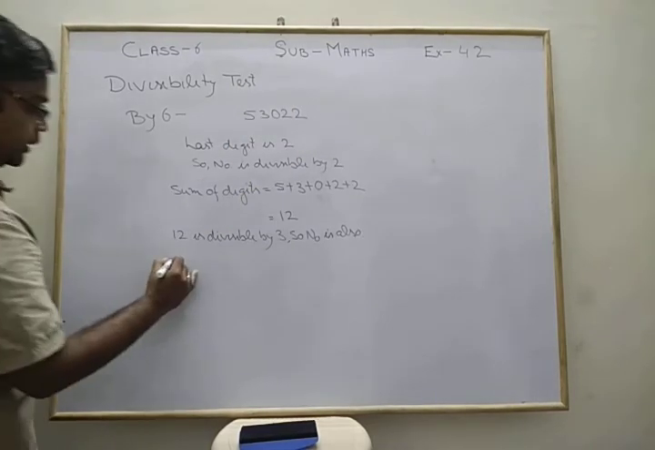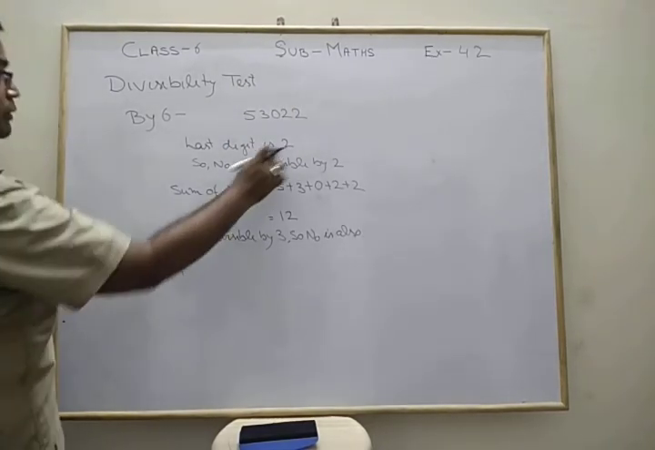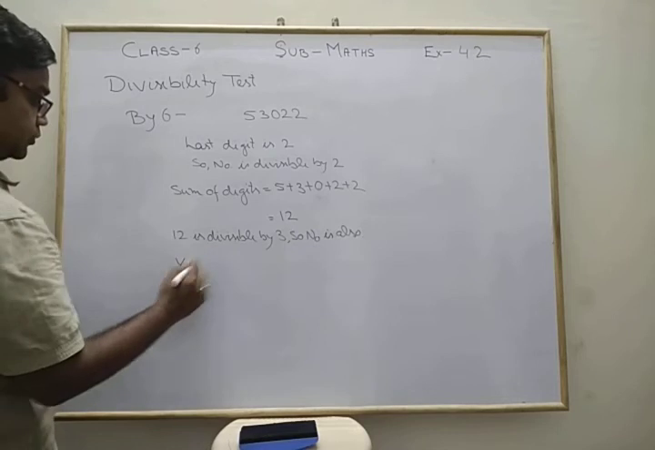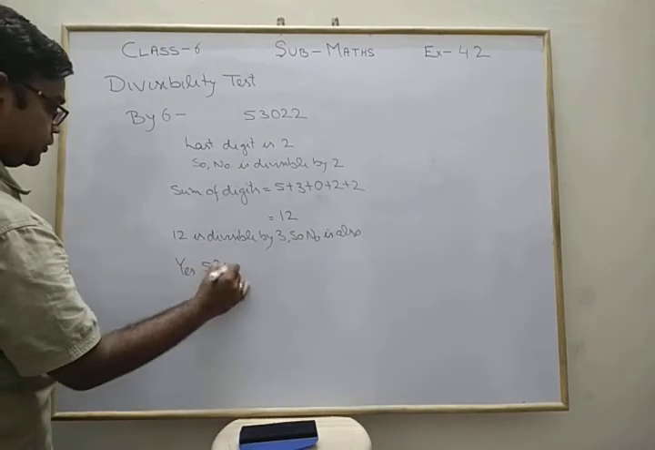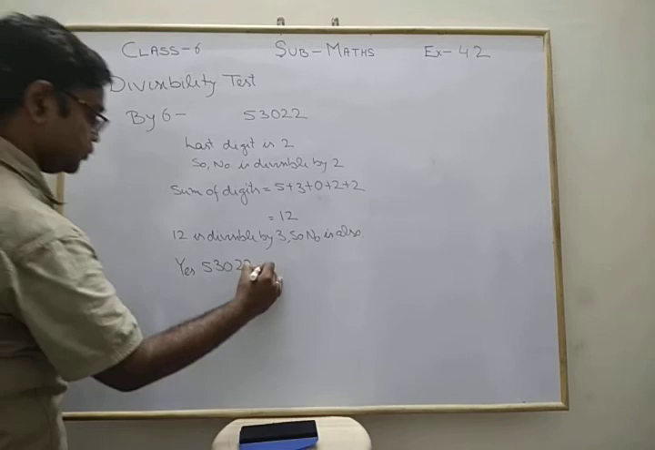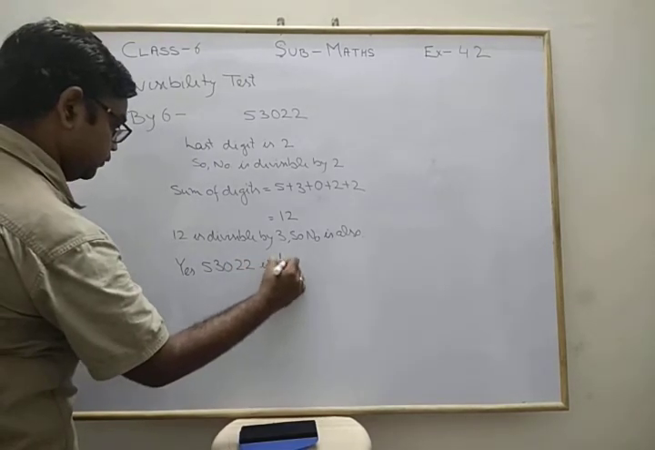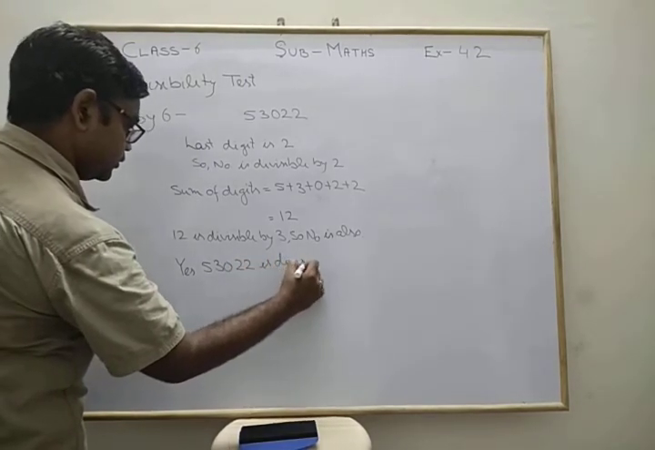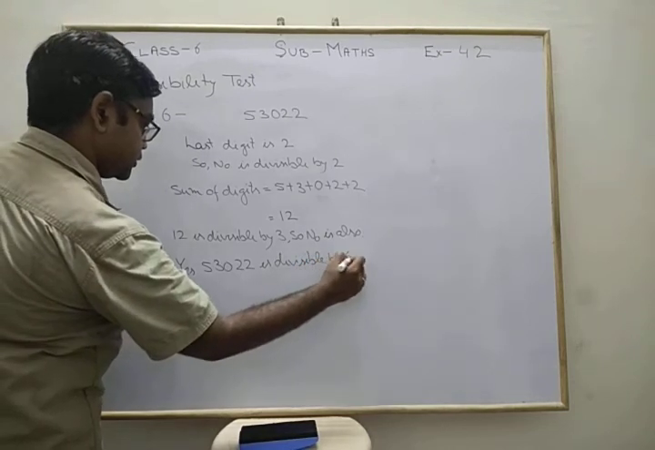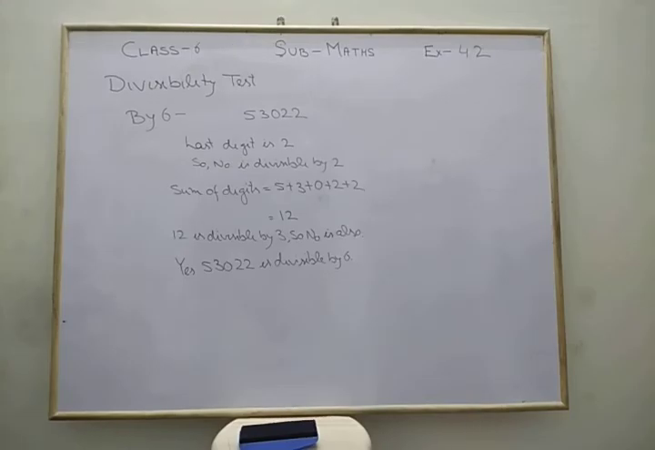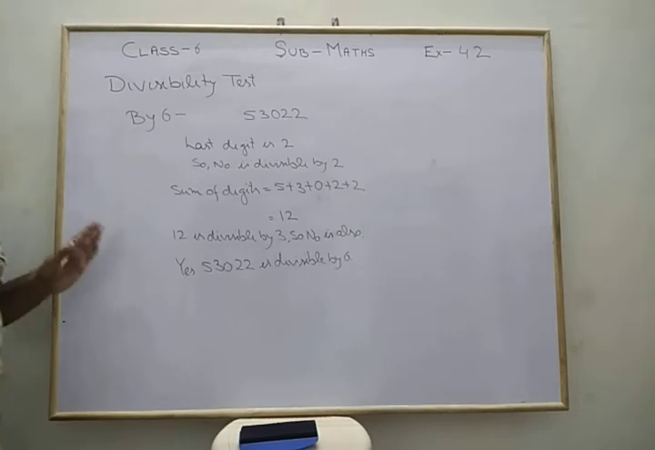So you can write down yes, because it is divisible by 2 as well as 3. So, yes, 530 22 is divisible by 6. Divisible by 6. This is all for 6.